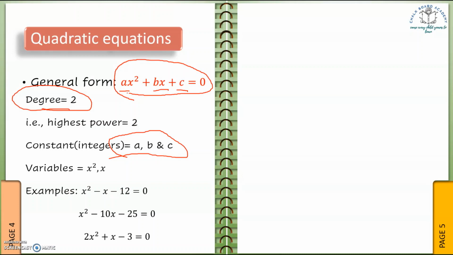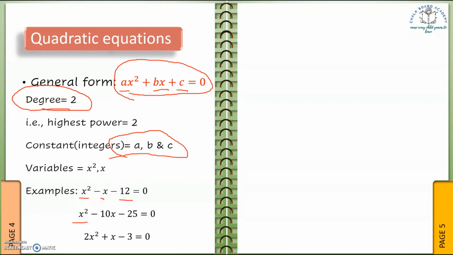Here we are just putting in values of a, b and c, and we get different sets of quadratic equations. Here we have put a as 1, b as -1 and c as -12. So we got x square minus x minus 12 is equal to 0. Similarly, in the second example, we put a as 1, b as -10 and c as -25. So we got x square minus 10x minus 25.